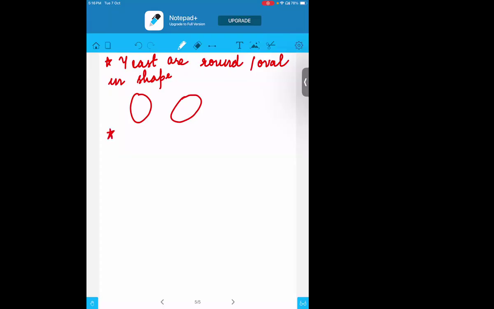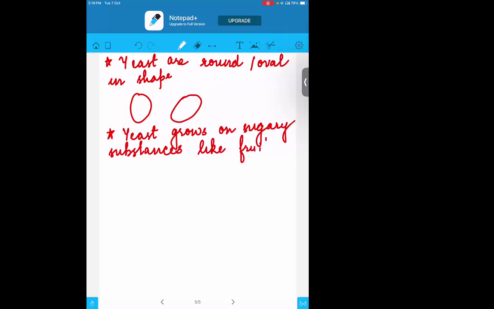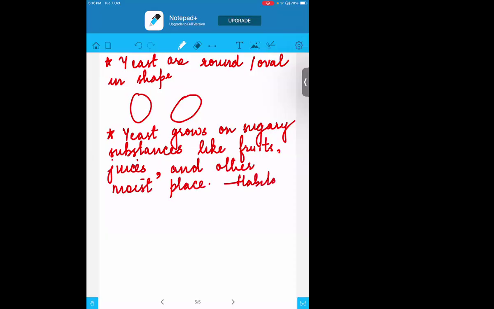The next one is yeast grows on sugary substances. So wherever they get sugary substances, they start growing at a faster rate. For example, fruits, juices, any other moist places. They grow faster at those places. So that is the habitat for them.